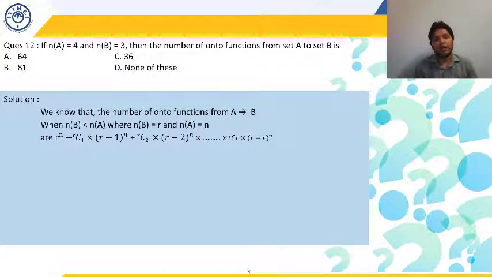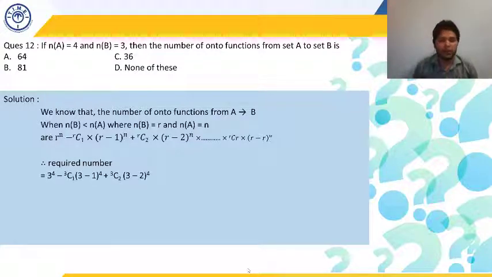So rCr into (r minus r) to the power n. Here the difference is 0, and 0 into anything will become 0. So please note this formula if you do not know. If you know it from your functions class or PNC class, then it is well and good. So here the value of n is 4 and the value of r is 3. So just put the value of r and n in this formula, you'll be getting the answer.